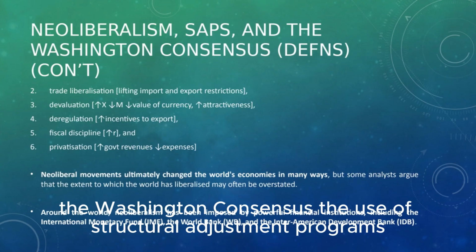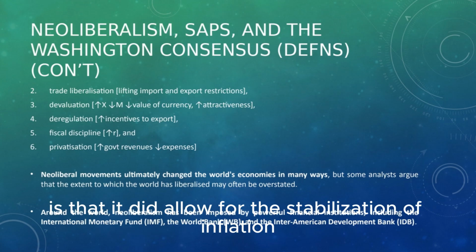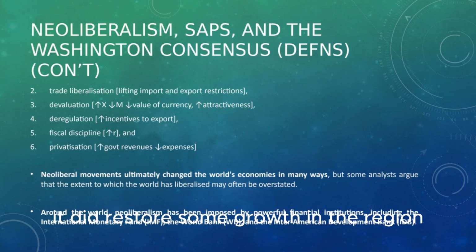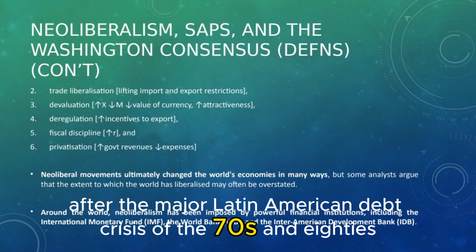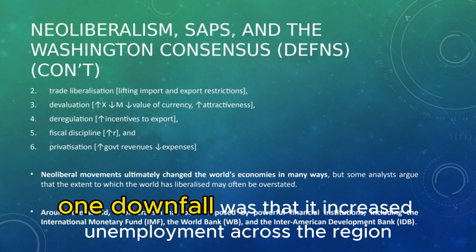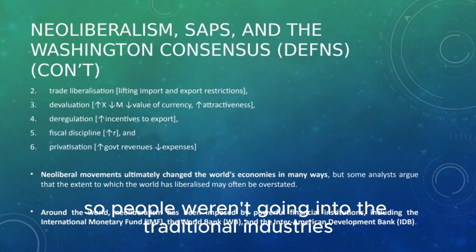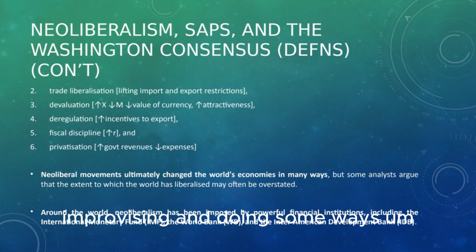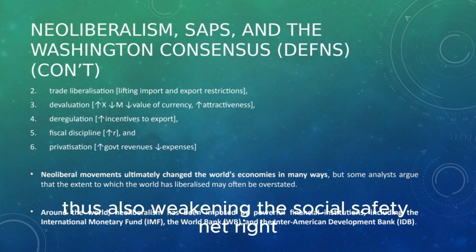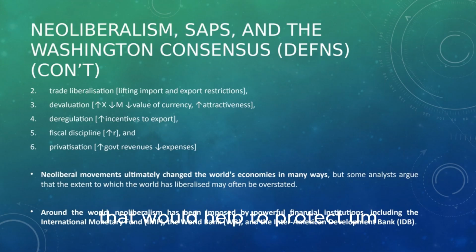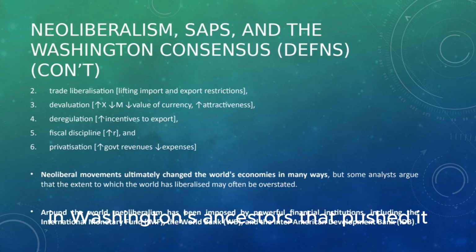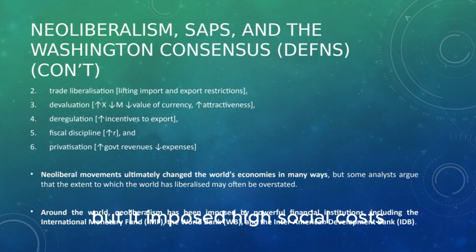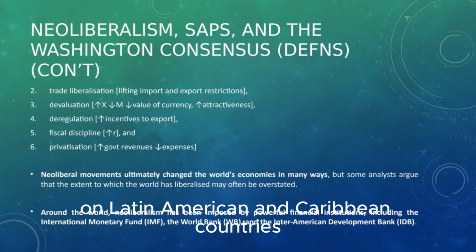Now, one thing that we should note about the Washington Consensus, the use of structural adjustment programs and these neoliberal reforms, is that it did allow for the stabilization of inflation across Latin America and the Caribbean. It did restore some growth in the region after the major Latin American debt crisis of the 70s and 80s, right? However, one downfall was that it increased unemployment across the region. It led to informal labor, so people weren't going into the traditional industries. They were improvising, working on the black market in a way. And we also saw that it led to an increase in inequality, thus also weakening the social safety net, right? That would help to protect most of the citizens. So when we look at neoliberalism in association with the structural adjustment programs and the Washington Consensus that pushed it, it stabilized economies, but it imposed high social costs on Latin American and Caribbean countries.